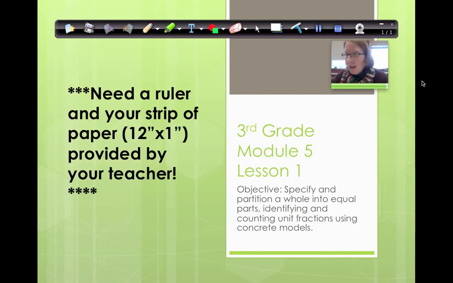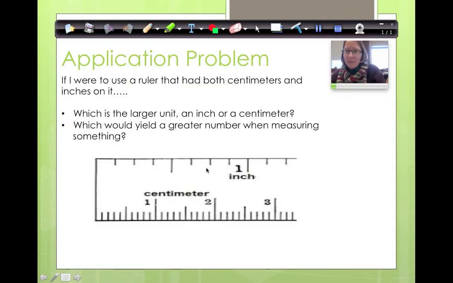Woohoo! Now, please note, you're going to need your ruler and the strip of paper that I gave you. And if you are not one of my students, you need to get a 12-inch by 1-inch piece of paper, cut it into that shape, it's a rectangle, and then you can follow along with our lesson. Okay. Now, we're going to start with an application problem.